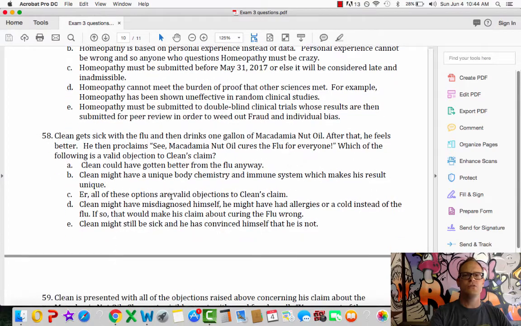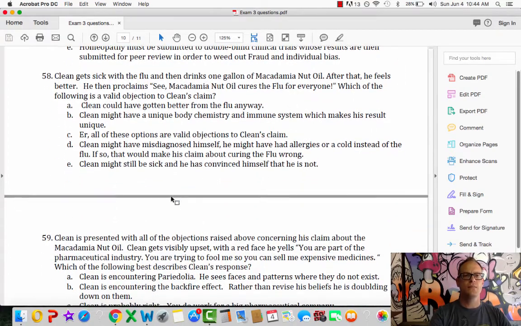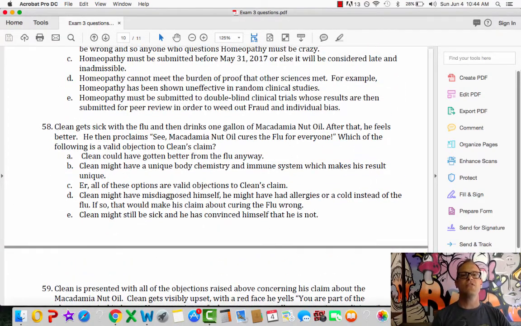Let's do 58. Clean gets sick with the flu and then drinks 1 gallon of macadamia nut oil. After that, he feels better. He then proclaims, "See, macadamia nut oil cures the flu for everyone." Which of the following is a valid objection to Clean's claim?